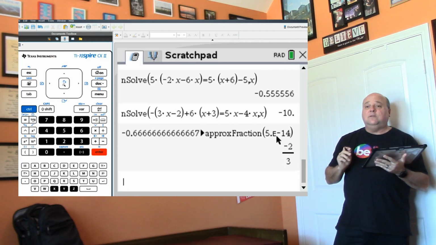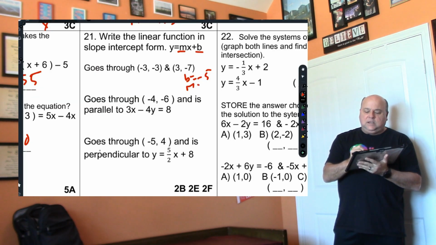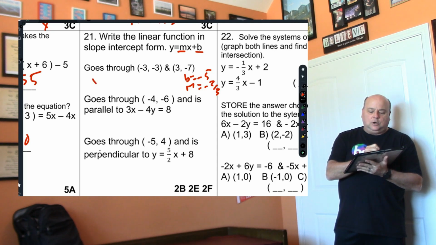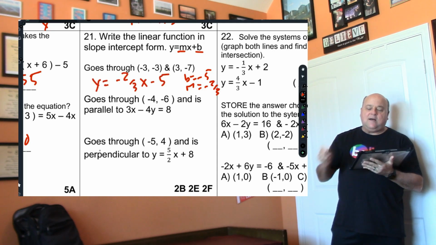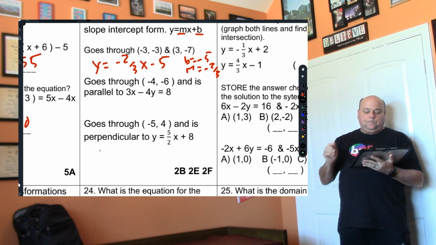Our slope is negative 2/3 in it. Okay, so go to your paper. Your m is equal to negative 2/3. So your equation is y equals negative 2/3x minus 5. Now then, let's go to the next one.